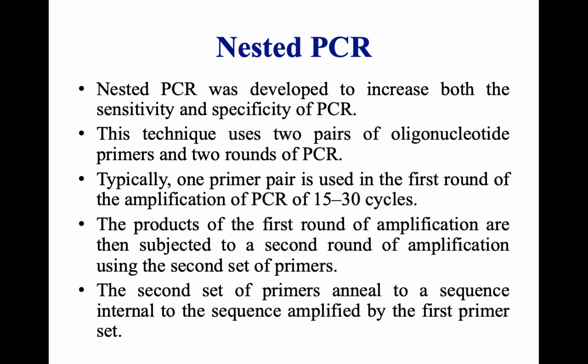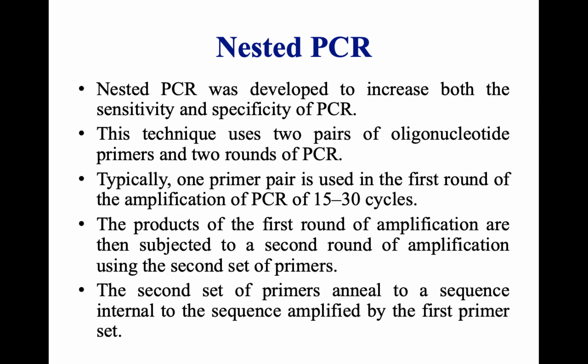of PCR. As we discussed in the earlier classes, in the polymerase chain reaction, usually one pair of oligonucleotides is used, and here we perform the PCR. But in nested PCR, we are going to use two sets of oligonucleotide primers, and these two sets are used in two different rounds of the PCR.